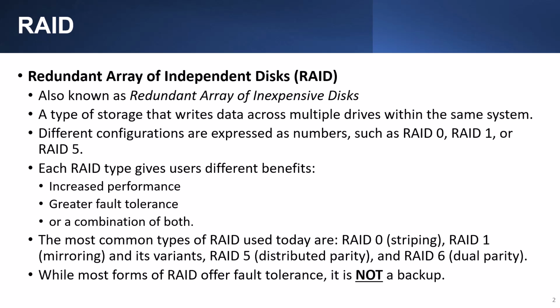The most common types of RAID used today are RAID 0 striping, RAID 1 mirroring and its variants, RAID 5 distributed parity, and RAID 6 dual parity. While most forms of RAID offer fault tolerance, this is not a replacement for backups.